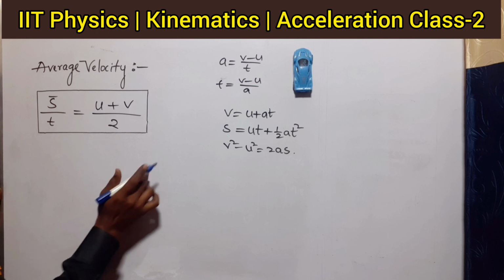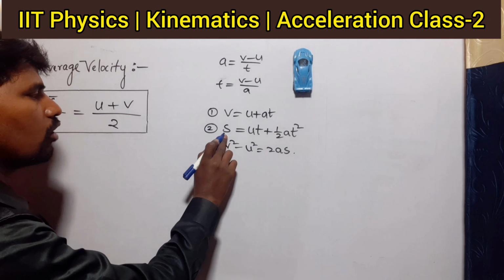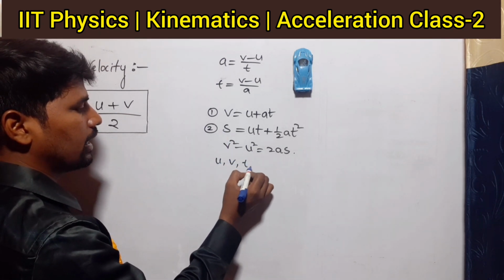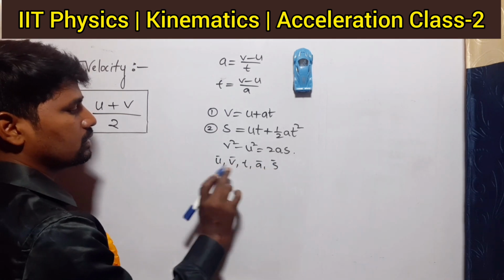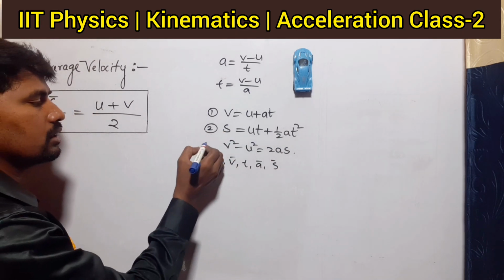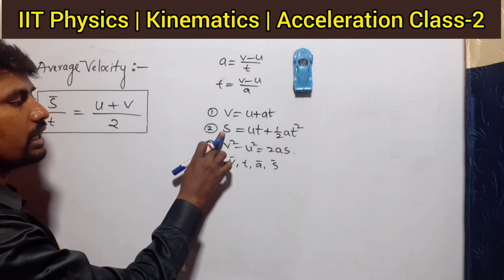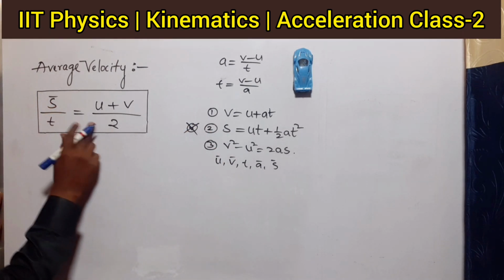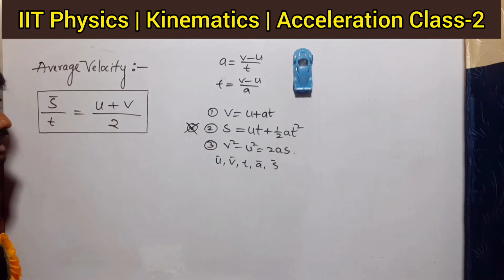See, very simple. The first equation is finished. In the second equation, how many variables are there? Initial velocity, final velocity, time, acceleration, displacement. These are the vector quantities. Which one is not there in the second equation? Observe carefully: final velocity v is not there. So we have to eliminate v from this equation, and then you will get the second equation.